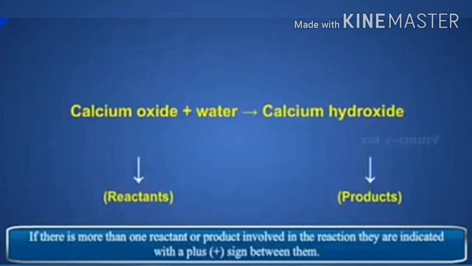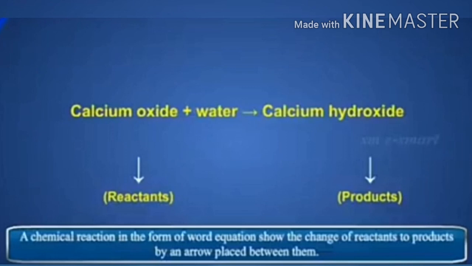If there is more than one reactant or product involved in the reaction, they are indicated with a plus sign between them.